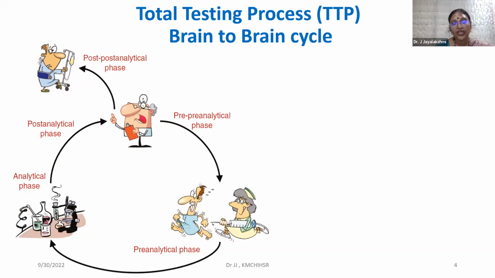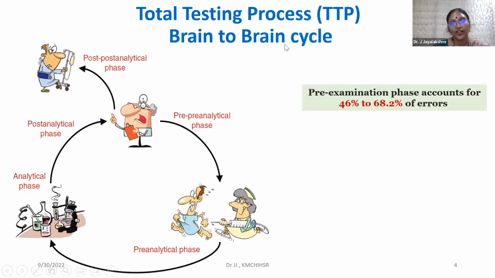So if you look at the literature, it says about 46 to 68.2% of errors would happen in the pre-examination phase. And that's what we're going to discuss today. And if you look at the various errors there, one of the things that they would look for is the blood which is collected going for hemolysis. I am sure most of you in your laboratories also would have encountered these kind of errors. So here are these huge numbers.